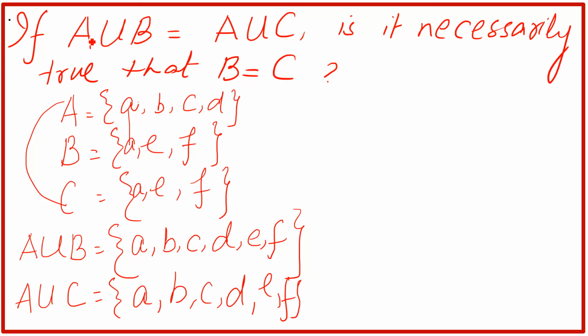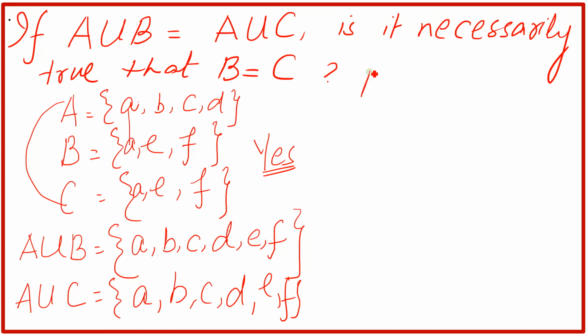If it says A union B is equal to A union C, is it necessarily true that B should be equal to C? In this case, it is yes. It is true, because in union we have to write down each and every element. If these sets are the same, these are constant, so it is yes.